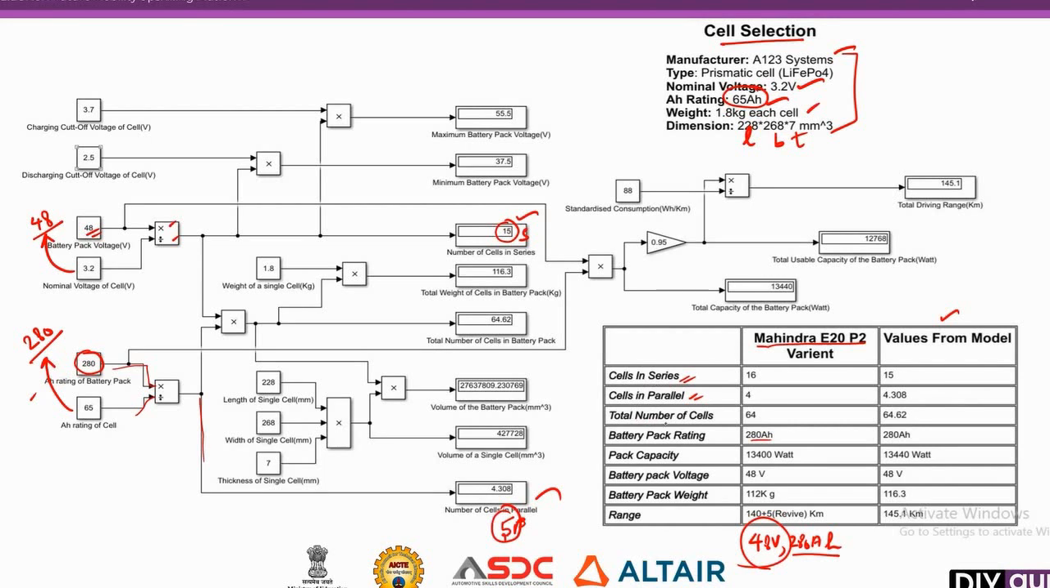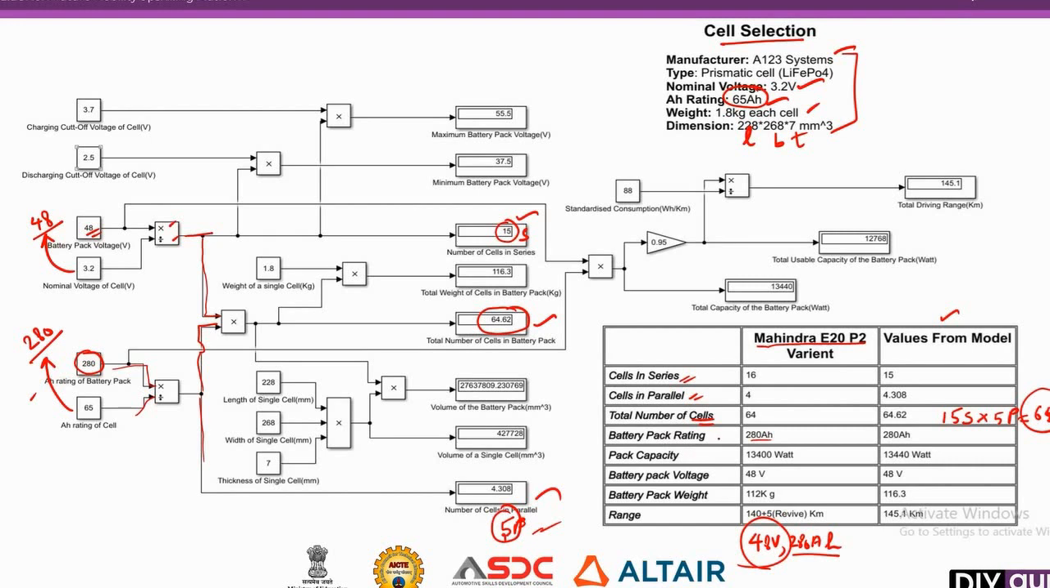Then comes the total number of cells. We found 15 cells in series and 5 cells in parallel, so you must multiply these two. See here, the output is 15, and they are multiplying this 15 with the number of cells in parallel, so that you get the total number of cells in the battery pack, that is 64.62. Now we have calculated the total number of cells in the battery pack.